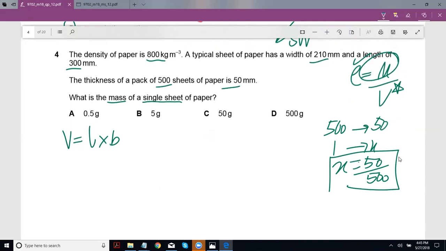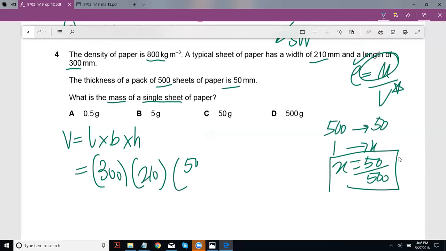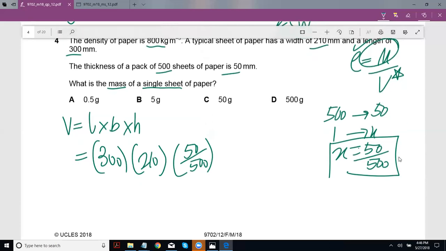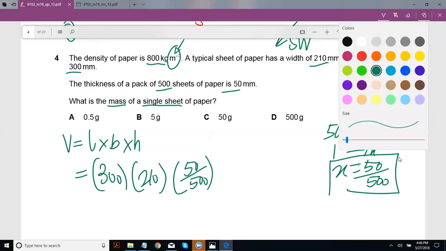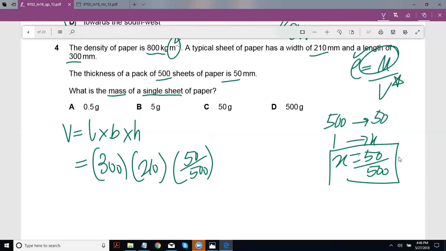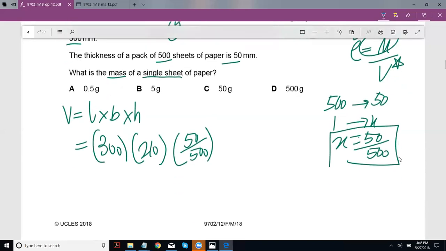So where was I? Length into breadth into height. Length is 300 millimeters. So do convert it. Breadth is 210. Height is whatever this is coming out to be. And do remember to convert it. So just divide every single quantity by 1,000 to get meters. Here it's 3 times 0.1 into 10 minus 3, 6.3 into 10 minus 6. So you're getting 6.3 into 10 to the power minus 6. This is in meter cube because we have converted it.